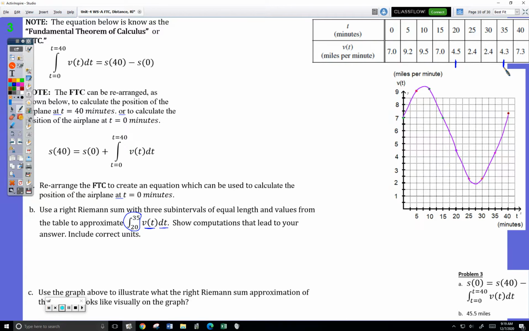It says do it with a right Riemann sum, 3 subintervals of equal length. So the first subinterval goes from 20 to 25, second 25 to 30, third 30 to 35. Show me 1 or 2 if you feel good about how to break up the subintervals as described in the problem. 1 or 2. 2 points for the room.